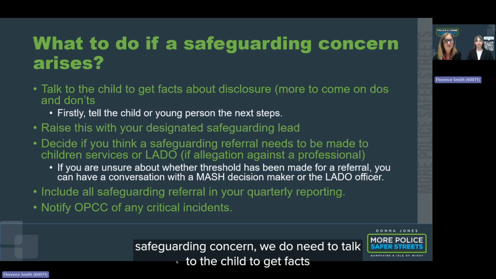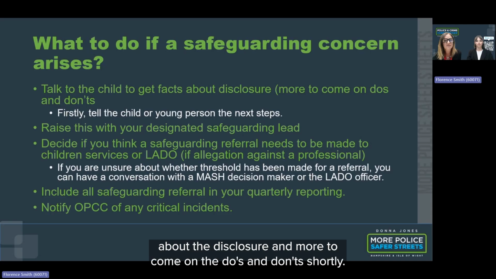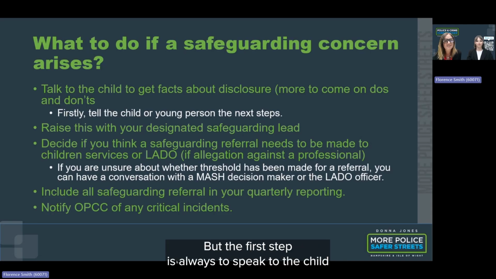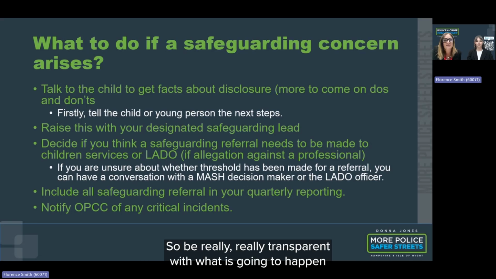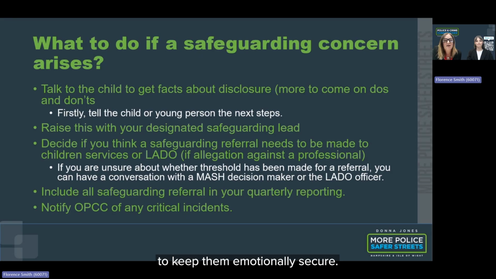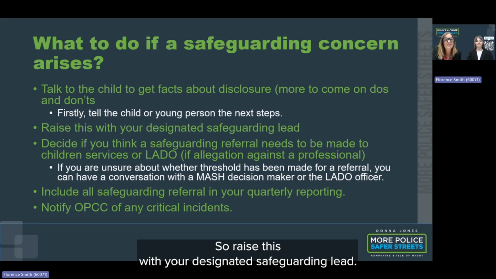So if we're needing to react to a safeguarding concern, we do need to talk to the child to get facts about the disclosure, and more to come on the do's and don'ts shortly. But the first step is always to speak to the child and tell the child and the young person what the next steps are going to be. So be really, really transparent with what is going to happen to keep them emotionally secure. So raise this with your designated safeguarding lead.